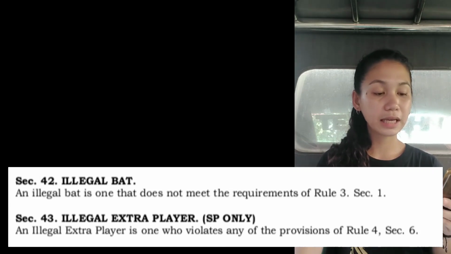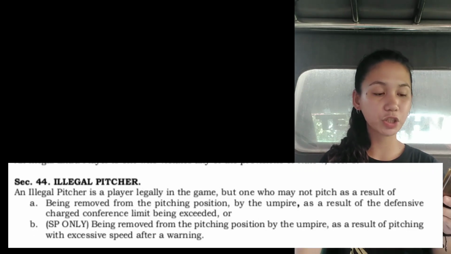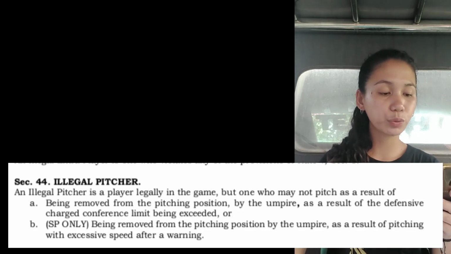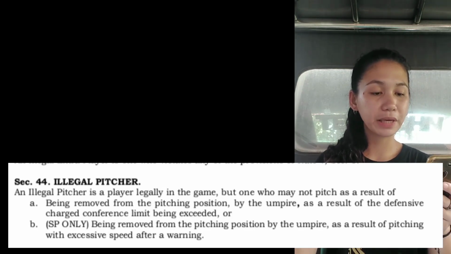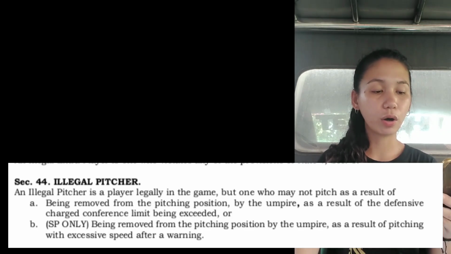So next is Section 44, illegal pitcher. An illegal pitcher is a player legally in the game but one who may not pitch as a result of A. being removed from the pitching position by the umpire as a result of the defensive charge conference limit being exceeded, or, SP only, being removed from the pitching position by the umpire as a result of pitching with excessive speed after warning. So that is Rule number 1, Section 44, illegal pitcher.